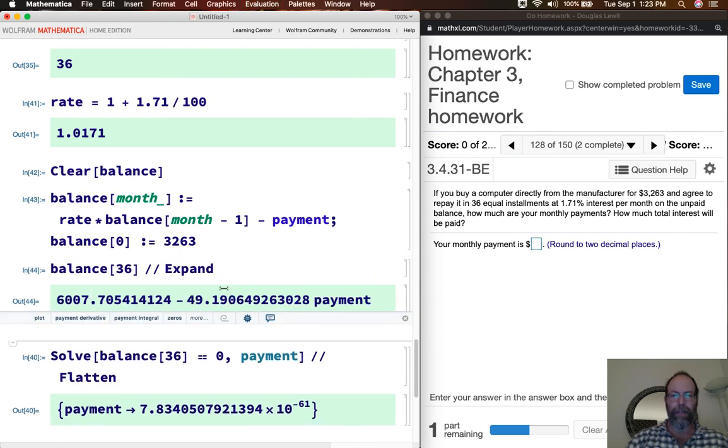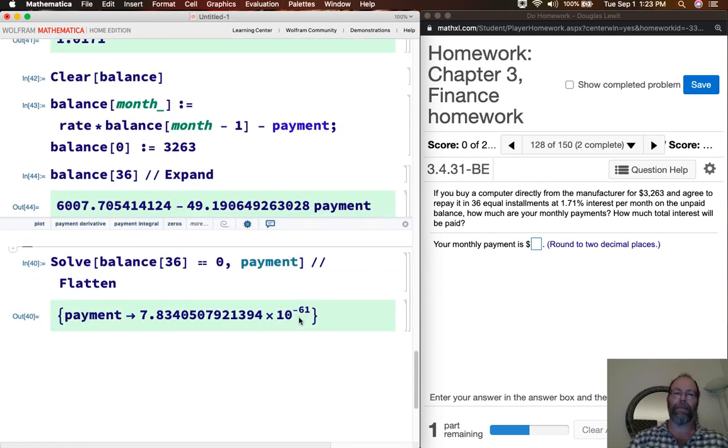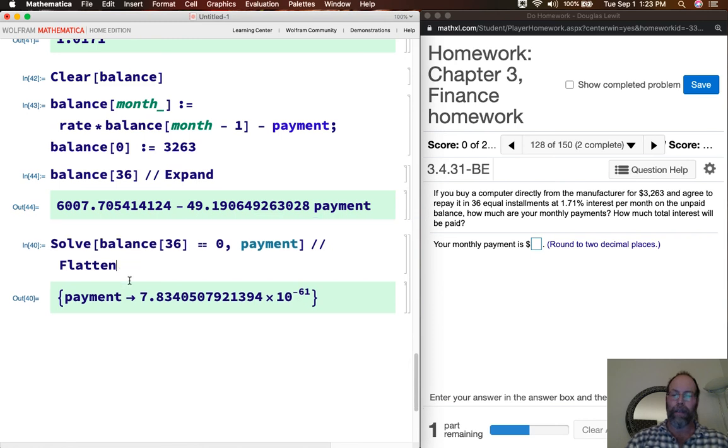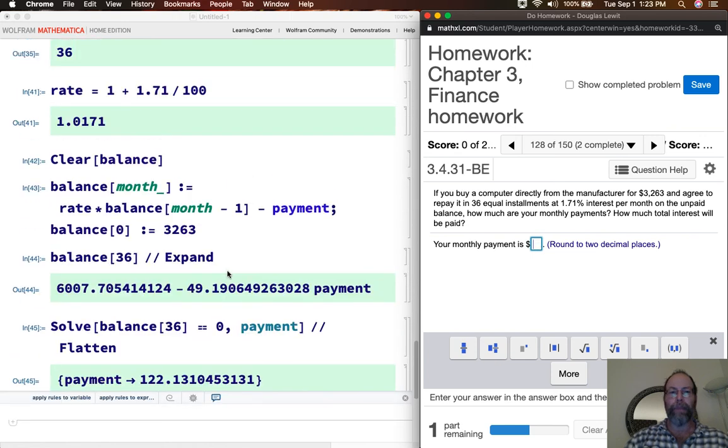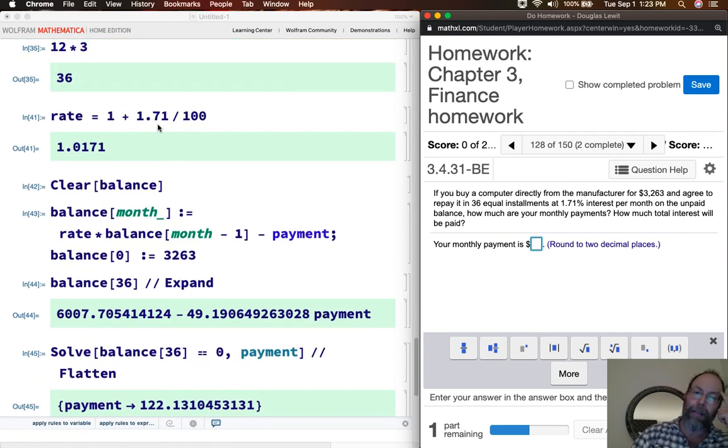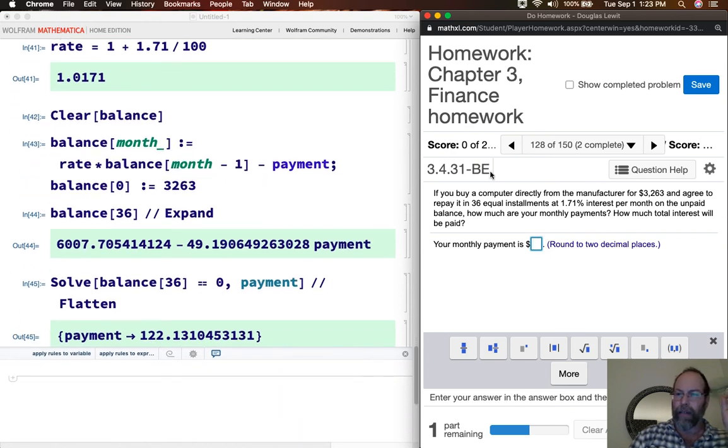Shift Enter. Yeah, that looks way more reasonable. So my payment is going to be, remember guys, it's 1 plus my interest rate. Sorry, I think I almost made a big mistake. So $122.13. Does Pearson agree with me?